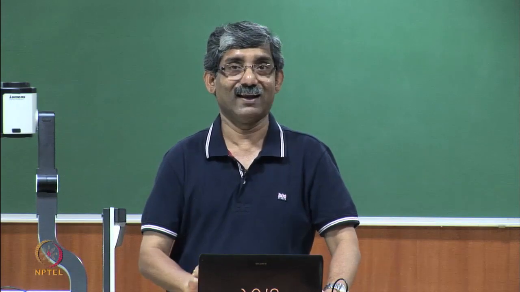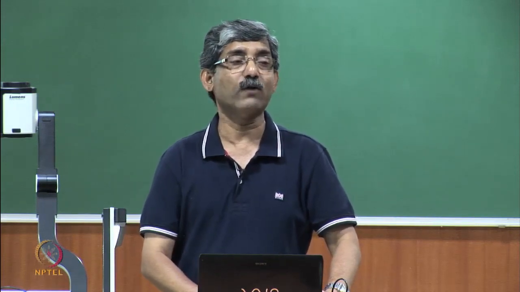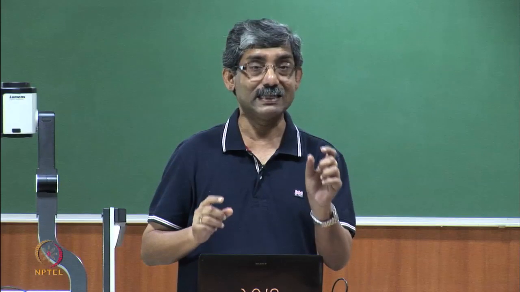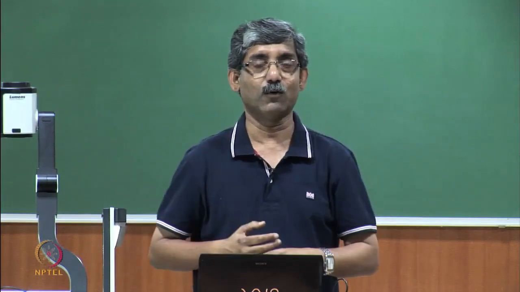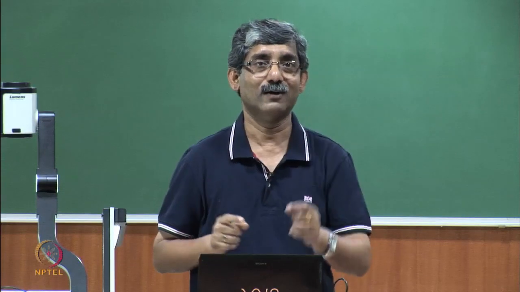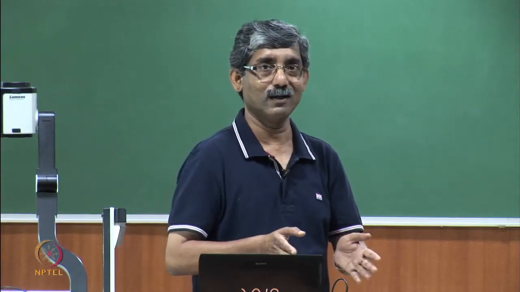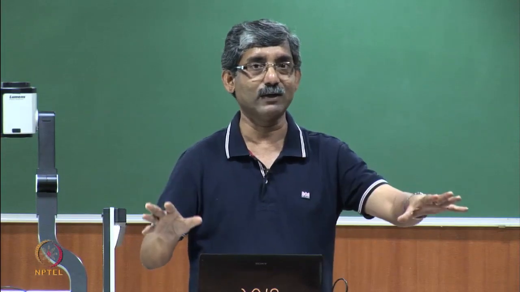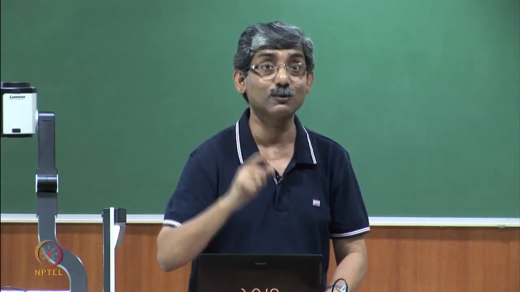Now, we have to tell whether the yarn is too fine. This is a 50 count and it is coming at 52.4 count. The question is whether the yarn is too fine. Should we take precaution, should we take any action, should we make it a little bit coarser by changing the draft? Suddenly changing the draft is not that easy. Suppose we have tested 24 ring bobbins, we have got 52.4, coming finer, 50 count is targeted. Before we take any action, we cannot halt everything. That takes time, and that is expensive.